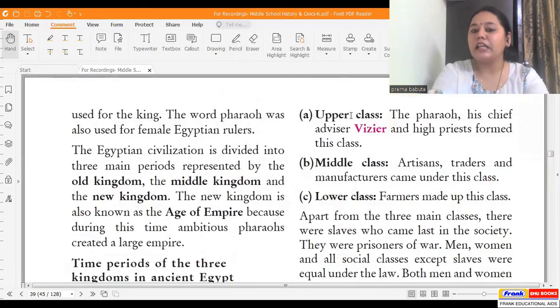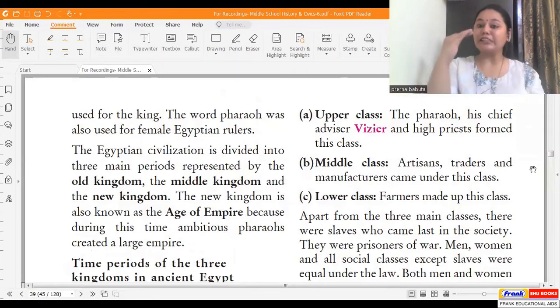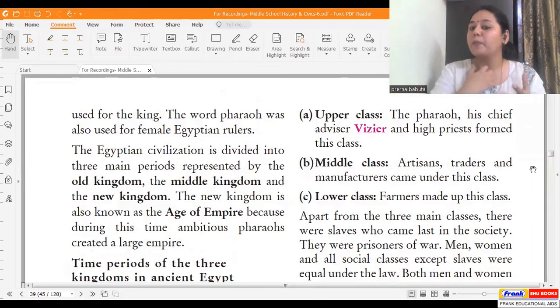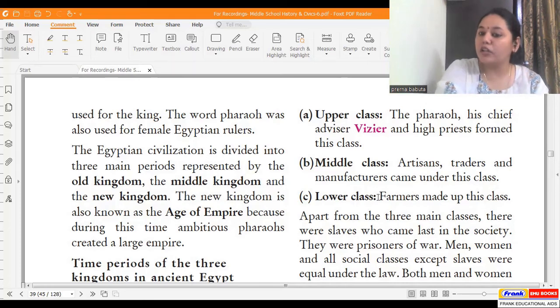So it says that the upper class consisted of the pharaoh, his chief, that is the vizier, and the high priest. So the first three people given in that triangle-like structure were of the upper class: the pharaoh or the king, the vizier, and the nobles and the high priest. Then the middle class consisted of artisans, traders, basically people who were involved in a lot of economic activities, manufacturers. And the lower class was made up of farmers and the slaves, right? Or more or less the farmers.